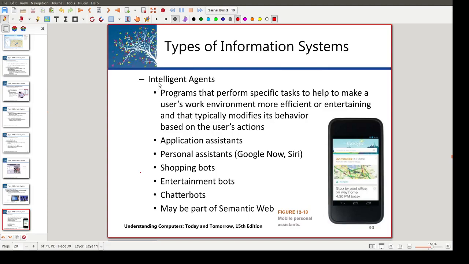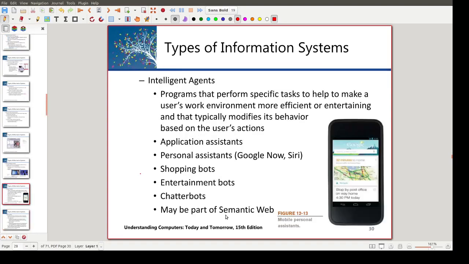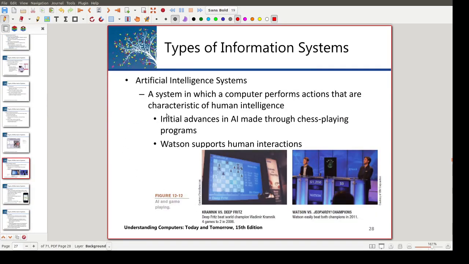Intelligent agents are programs that perform specific tasks to help make a user's work environment more efficient and or entertaining, and that typically modify their behavior based on the user's actions. So the intelligent agent should make your life easier. For example, application assistants, personal assistants, shopping bots, entertainment bots, chatter bots may be part of the semantic web. Okay, still we are under the umbrella of artificial intelligence systems.